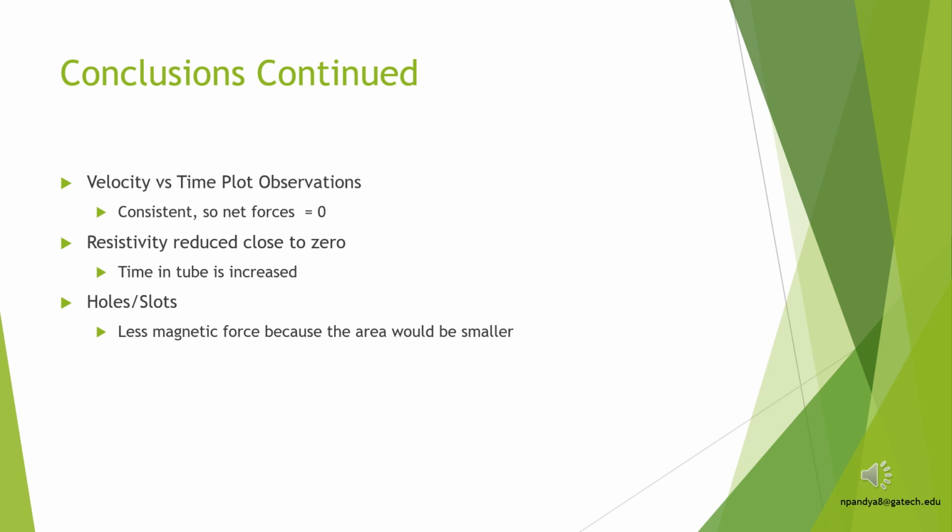The shape of my velocity versus time plot tells me that since it's very consistent, the net force on the bar magnet equals 0. And then if I reduce the resistivity close to 0, the dynamics of the falling magnet would change a little bit, and the time inside the tube would probably increase. Finally, if holes or slots were cut into the tube, this would affect the ring currents because the area on the tube would be smaller, which induces less magnetic force.